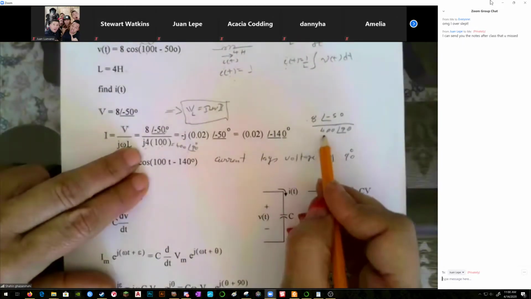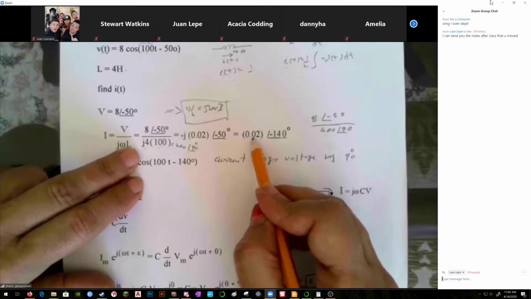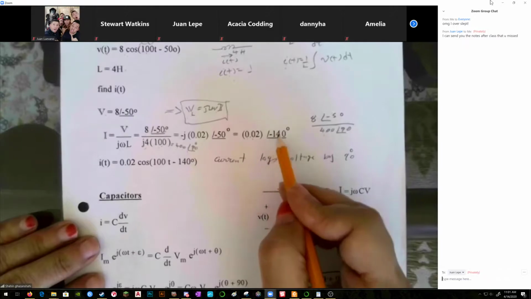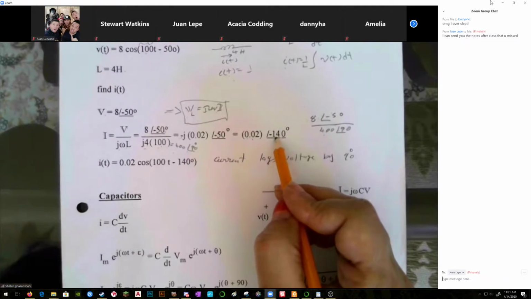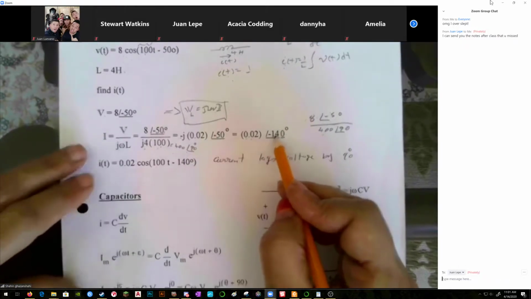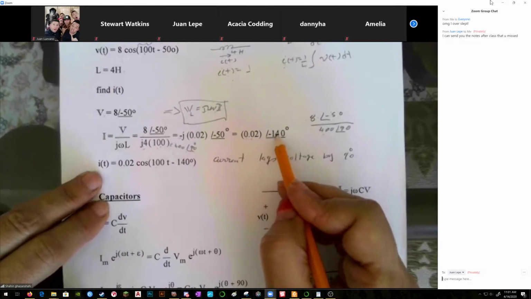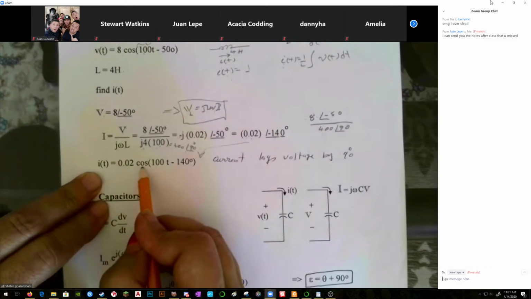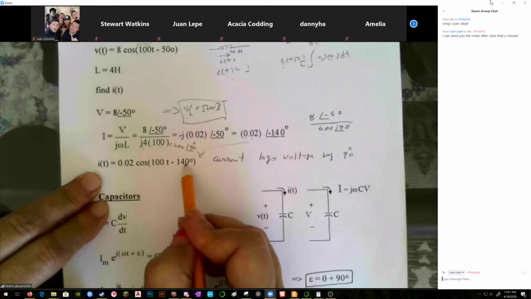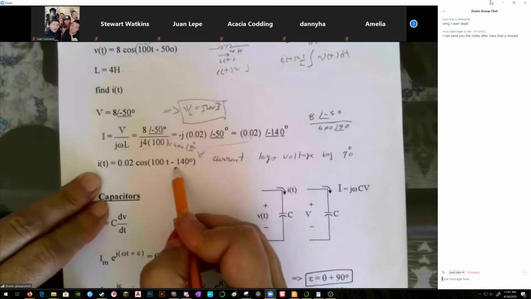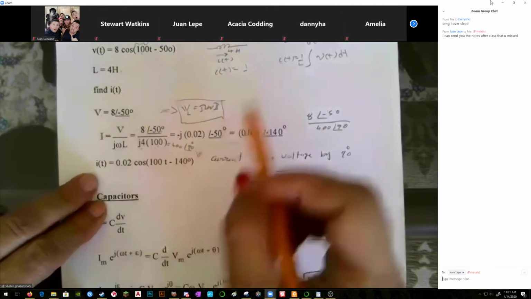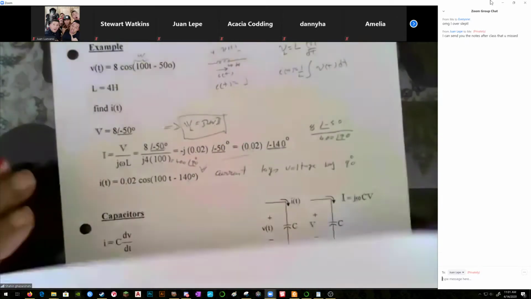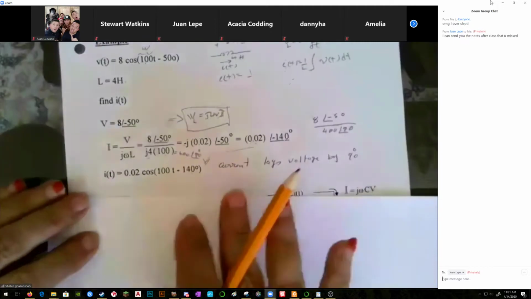8 divided by 400 is 0.02. You subtract these two angles: minus 50 minus 90 is minus 140. Now, this is the phasor current. What is my real current? You change this back to the time domain. It's 0.02 cosine of 100t minus 140. Correct? So you don't need to integrate. I wait here to see if you get that. Any question on this?